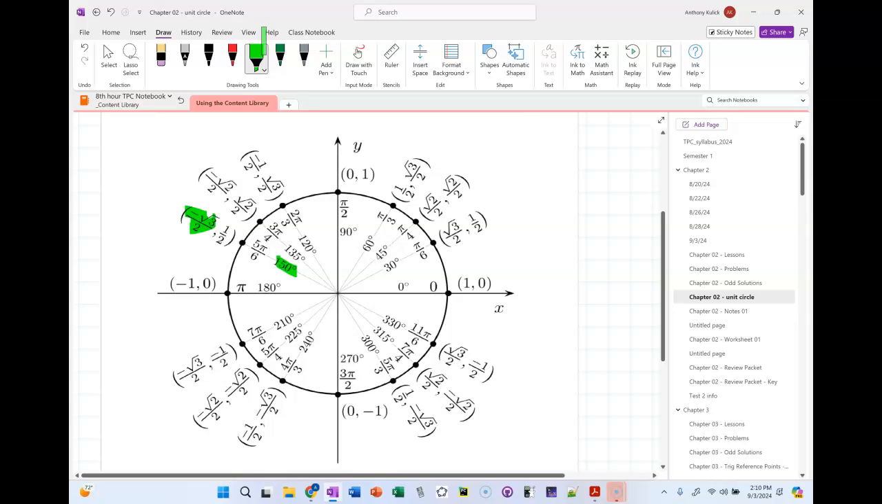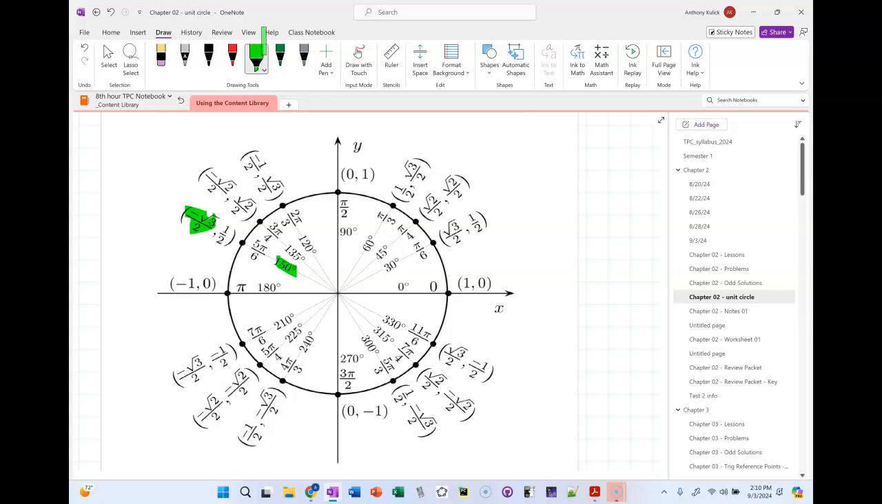So cosine of 150 is negative root 3 over 2. Done. Nothing more for me to do. This is literally just a shortcut to doing a process that we could do by hand, but we don't want to. Okay, these come up over and over and over again. It's basically just a table of values, but it's written as a circle instead of like an up and down. That's it.